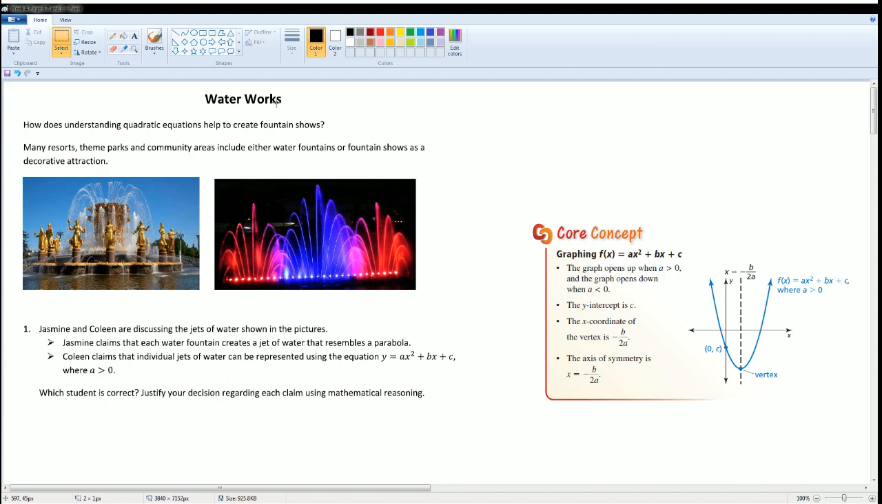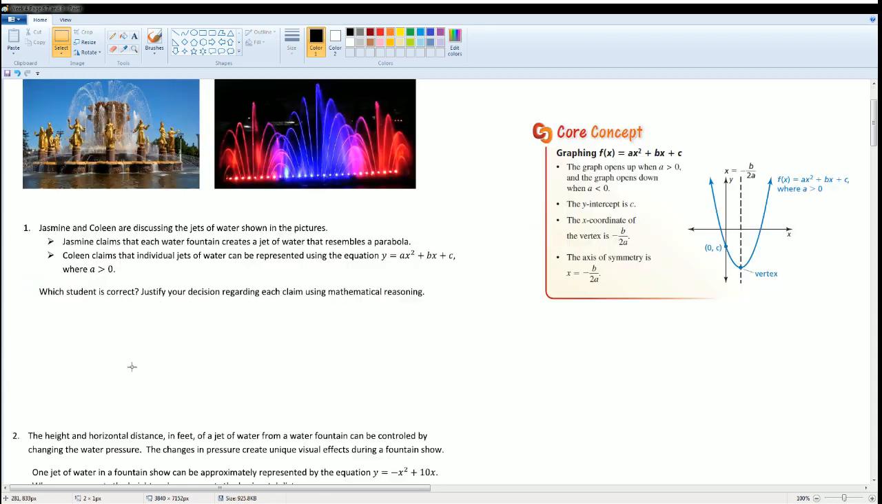Waterworks, okay? How does understanding a quadratic equation help us create the fountain show? Number 1. Jamie claims that each water fountain creates a jet water stream that resembles a parabola. Then Colin claims the individual jets can be represented by using this equation. Which student is correct in regards to their mathematical justification?